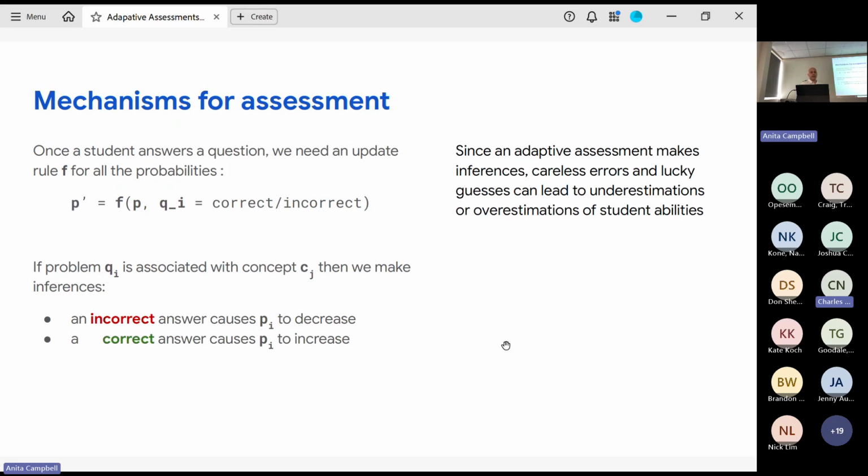But ultimately, the idea is we have this set of probabilities associated to each skill we're interested in, and we want to drive all those to either 0, the student can't do it, or 1, the student can do it with high certainty. Once we can do that, then we have a good idea of what the student actually knows and what they don't know.